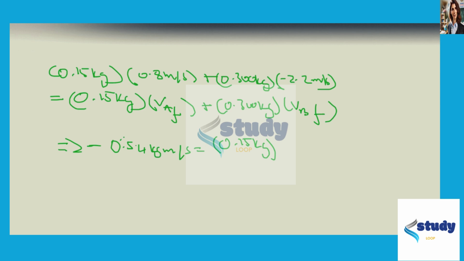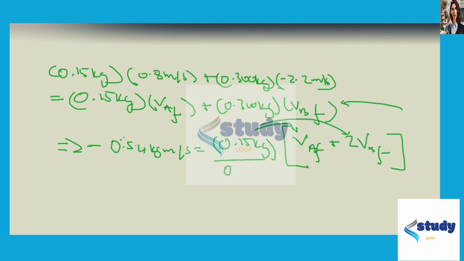If we pull out 0.15, we're left with final velocity of A plus twice final velocity of B. Remember the distributive property. If you do that, you're going to end up with what we exactly have right there. And then we divide both sides by, not 1.5, but 0.15 kilograms.